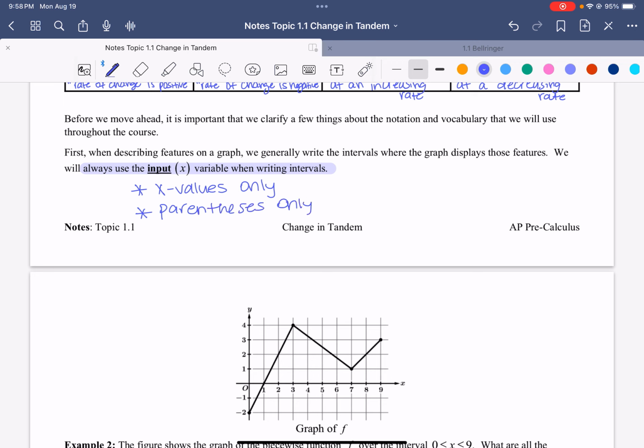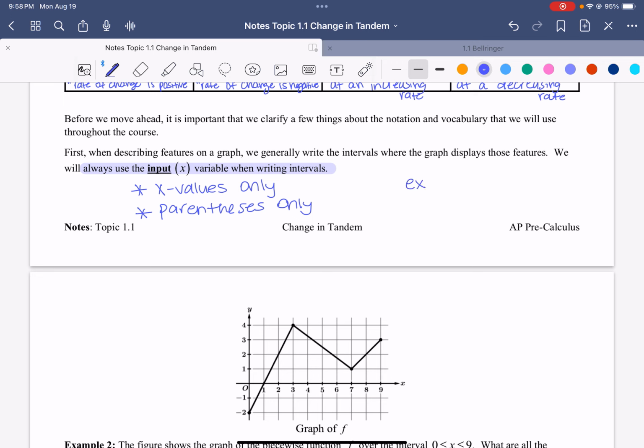Now, in previous courses, when you write intervals, you were probably taught an open circle would be parentheses and a closed circle would be brackets, which is true. But when you're writing intervals in this class, you can just use parentheses every single time and it will be fine. Okay? If you have more than one, you're going to use the union symbol.